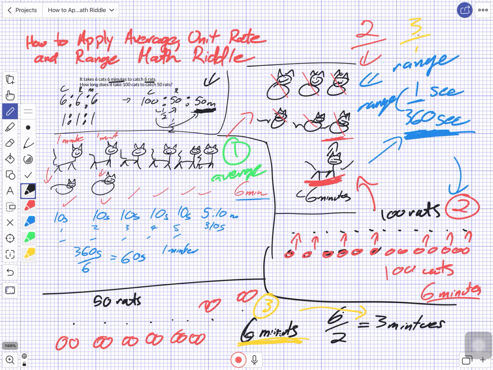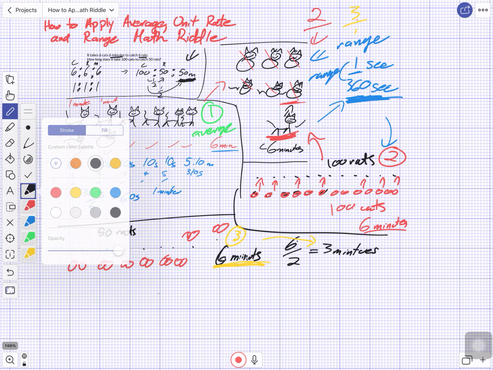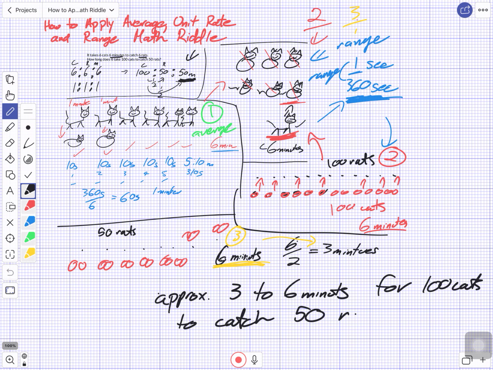So my final answer to this question is that it's going to take approximately 3 to 6 minutes for 100 cats to catch 50 rats. Okay? And I hope we touched on the concept of averages and the unit rate, and scenario 1 here. The range was really important for figuring out this part. And this was a neat little riddle that we found.